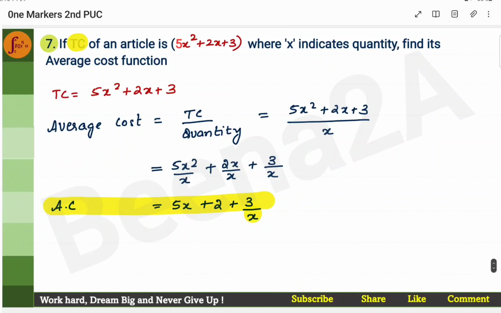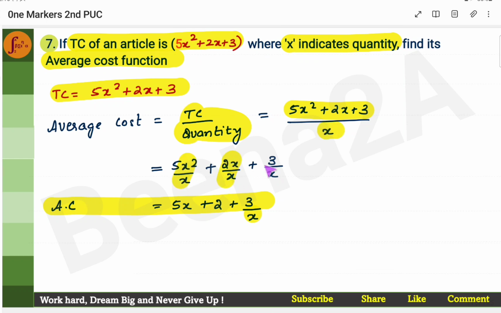Next one, if the total cost of an article is given, x indicates quantity, find the average cost. Now same problem, you just have to find average cost. What is the formula for average cost? It's total cost by quantity. Whatever they've given here as C of x is the total cost. Take the total cost function. Quantity is generally x, so put x here. Divide each of this with x. So whatever you get, that becomes the average cost function.